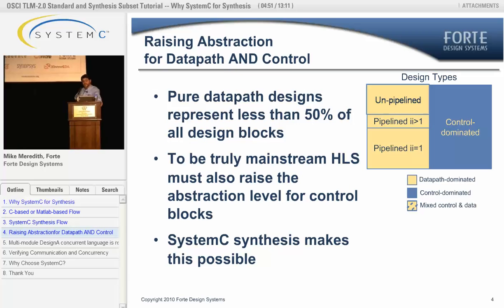So we talked about raising the abstraction, but raising it not just for algorithm design, but for algorithm and control. A user did an analysis of this, working with us some years ago, and came to the conclusion that in their designs, pure data path designs represented less than 50% of the blocks they needed to build, and that at that time, we could do a good job on the data path-oriented blocks and not a great job at control. So they started pushing to do that better. And so to be truly mainstream, high-level synthesis has to raise the level of abstraction for data path as well as control blocks. And SystemC synthesis makes it possible to do that by having the hardware constructs to represent control directly.